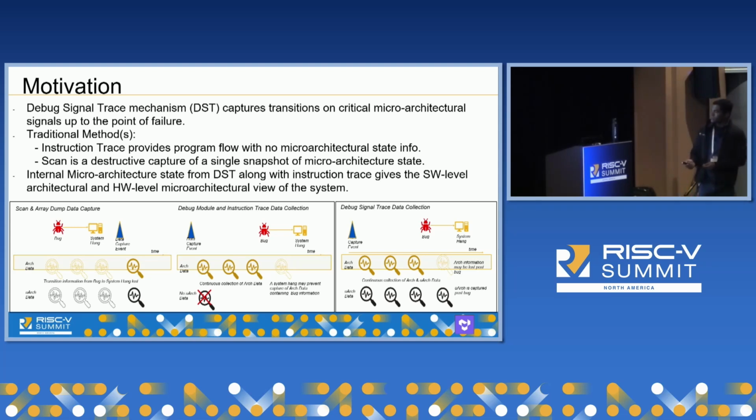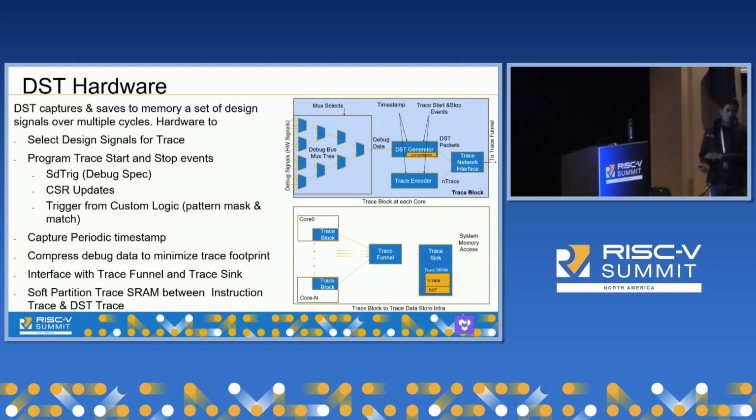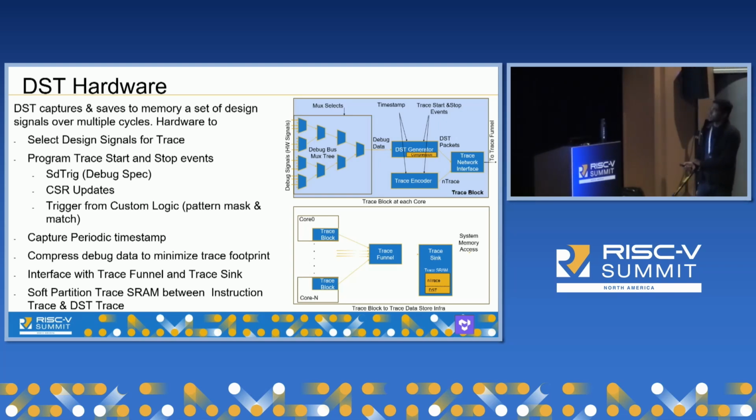So now let's see how exactly to go about implementing the debug signal trace. Essentially, we can think of the implementation of debug signal trace in three parts. The first part is really building a block which will help us select debug signals or hardware signals, aka microarchitecture events of interest. What signals you select is obviously going to depend upon your initial post-silicon triage. But nevertheless, you need to have a hardware block to select those signals. So that is what is provided by this debug bus mux tree.